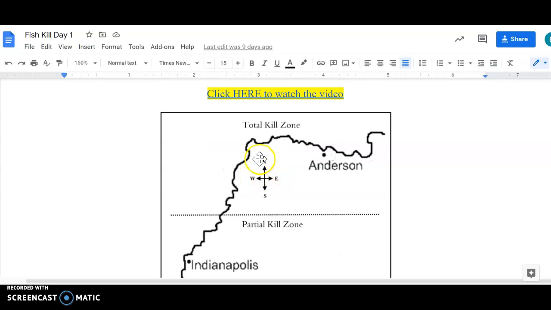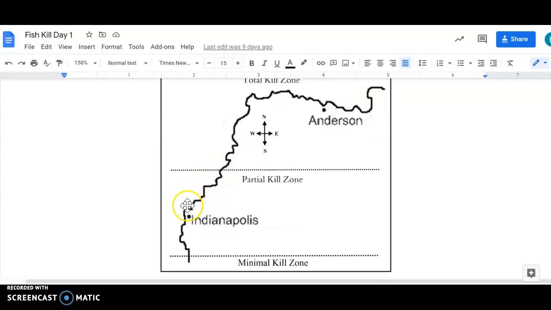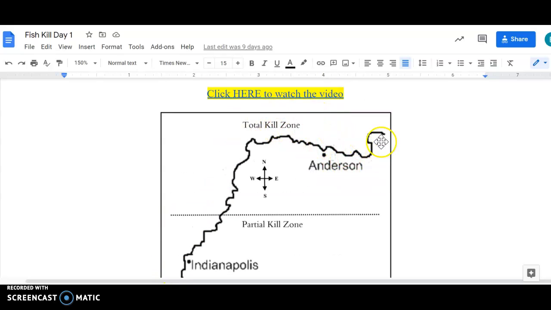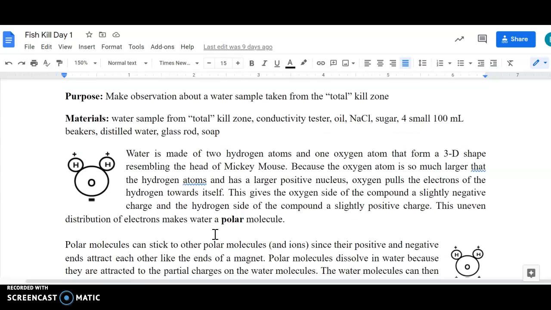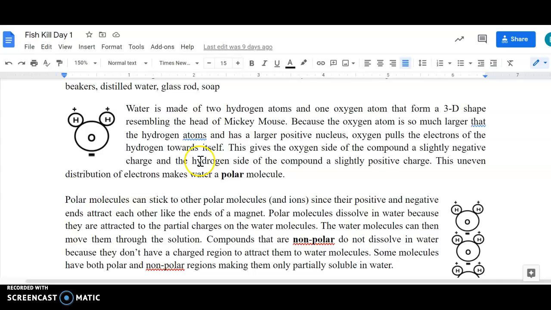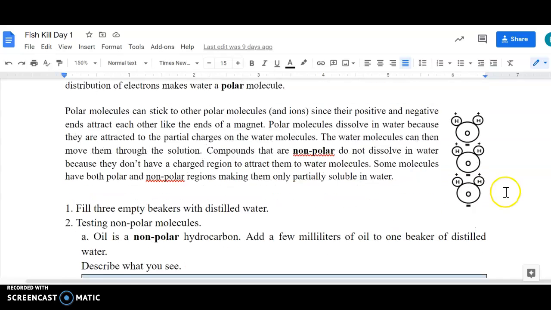So the picture that we start off with, just in general, we see Anderson is where the total kill zone is. The farther we get away from Anderson, we have a partial kill zone. Once we are past Indianapolis, it becomes a minimal kill zone. So because of this, there must be a source located up here near Anderson and it gets less and less as we go downriver.